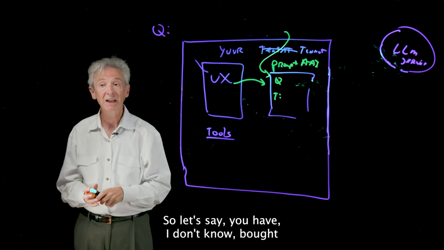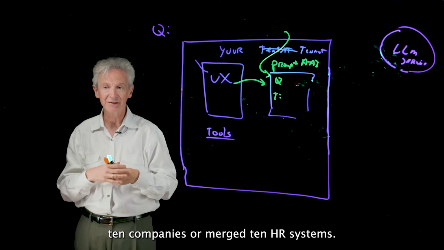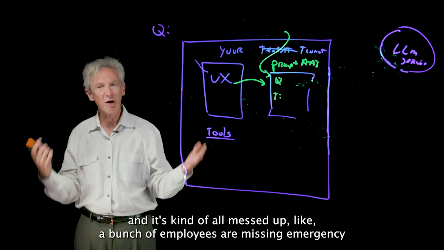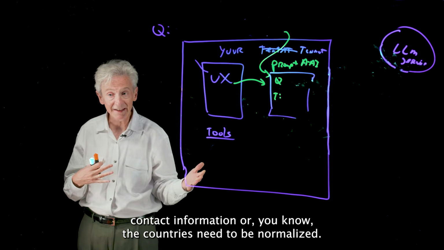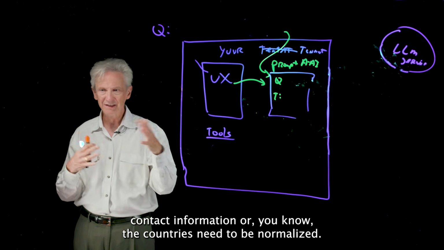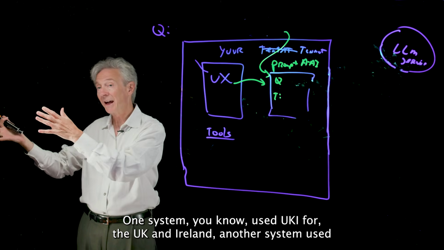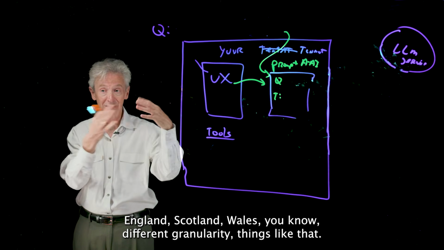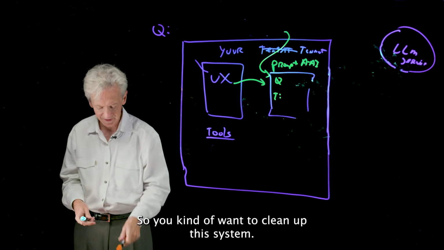So let's say you have bought 10 companies or merged 10 HR systems. You have employee data in a database, and it's kind of all messed up. Like a bunch of employees are missing emergency contact information, or countries need to be normalized. One system used UKI for the UK and Ireland. Another system used England, Scotland, Wales. Different granularity, things like that. So you kind of want to clean up this system.